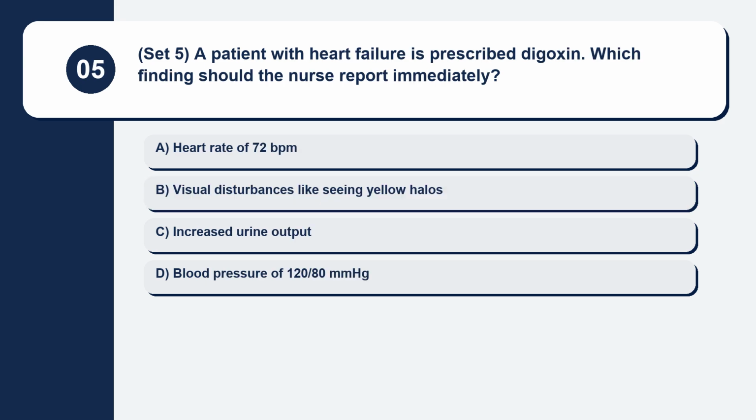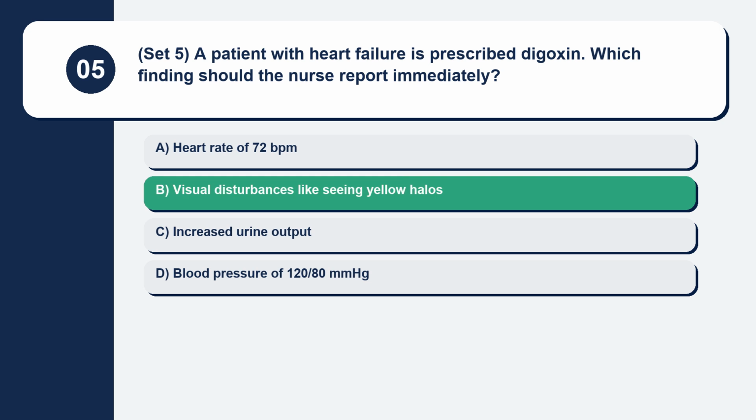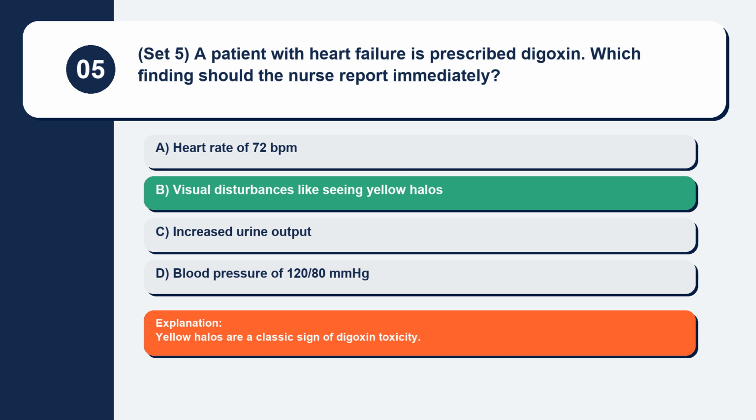Question 5. Set 5. A patient with heart failure is prescribed digoxin. Which finding should the nurse report immediately? Heart rate of 72 bpm, visual disturbances like seeing yellow halos, increased urine output, blood pressure of 120/80 mmHg. Yellow halos are a classic sign of digoxin toxicity.